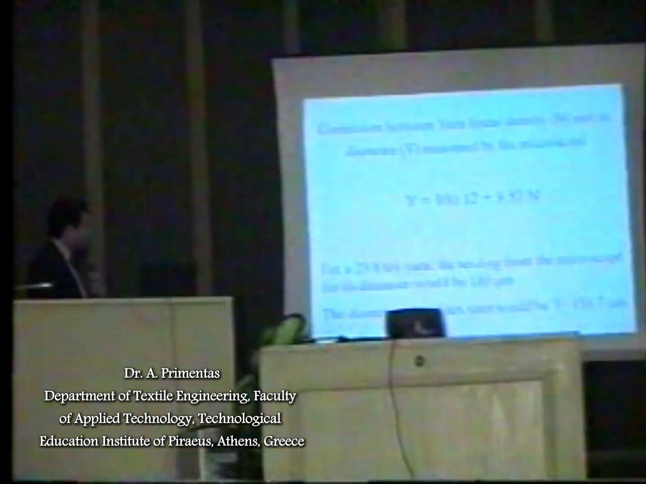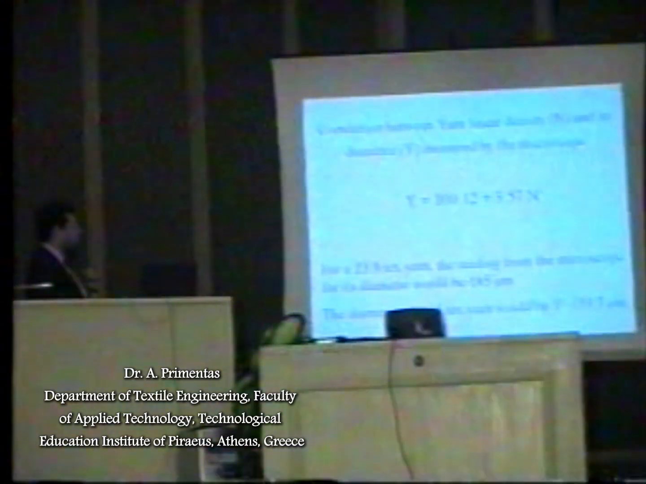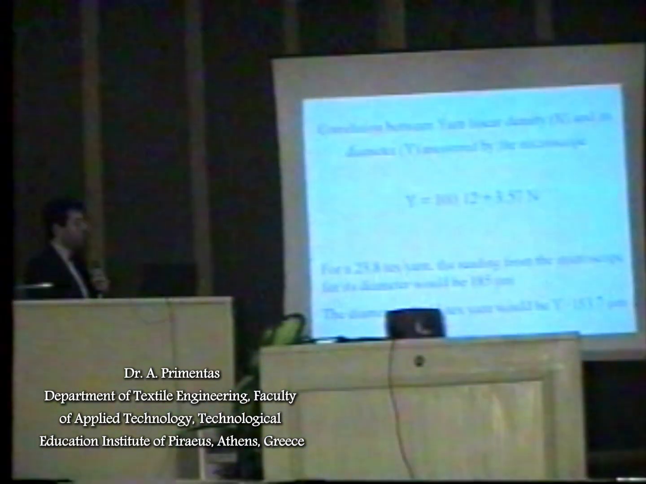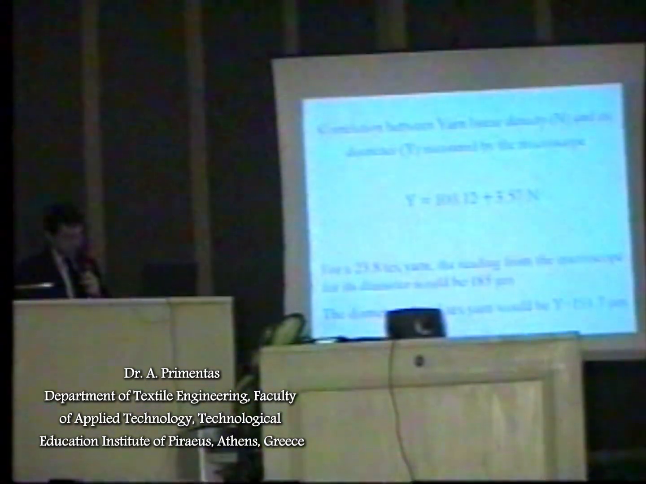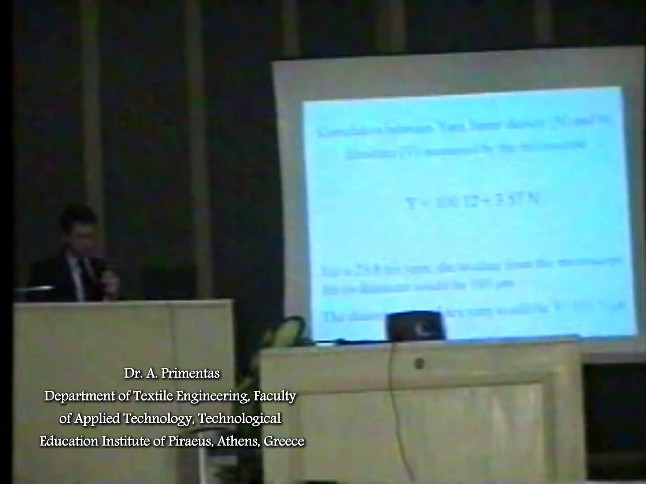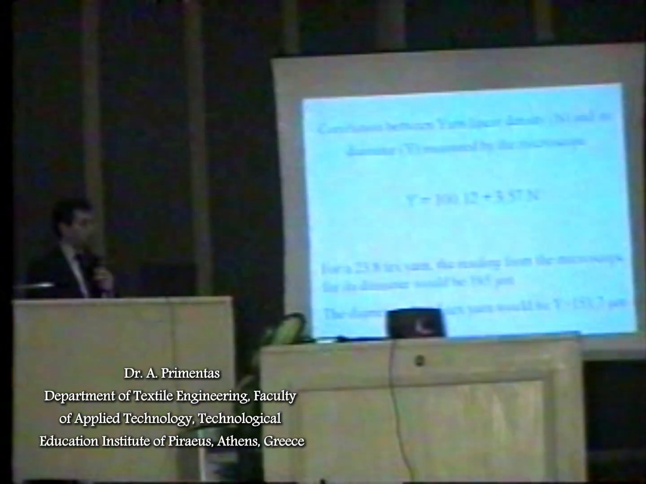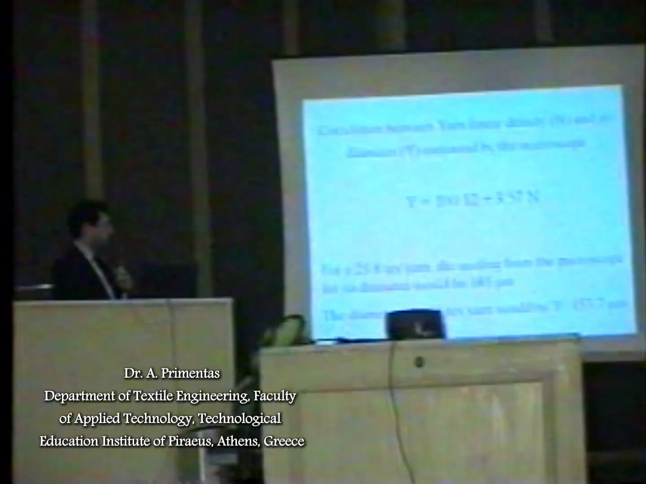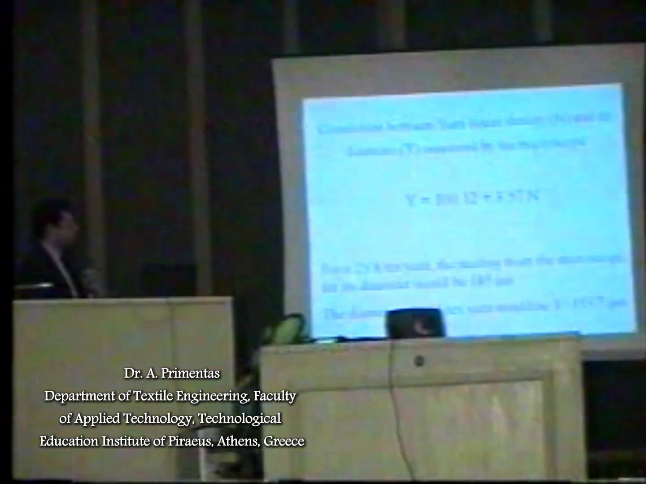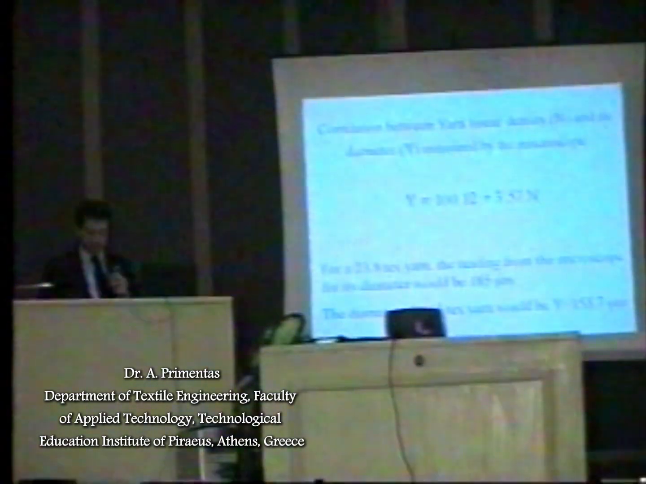So, for a 33.8 tex yarn, the reading from the microscope for its diameter would be 185 micrometers. For a 40 tex yarn, the diameter would be about 243 micrometers. Also, the diameter for a 15 tex yarn is about 153.7 micrometers.